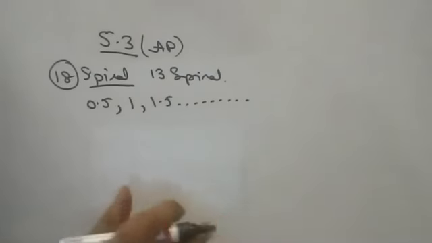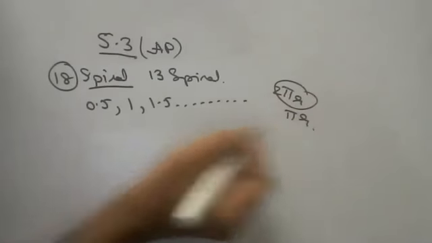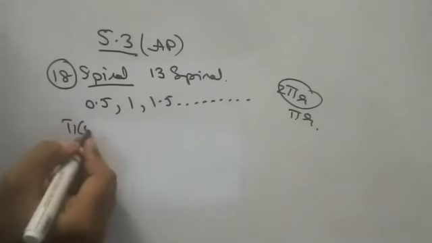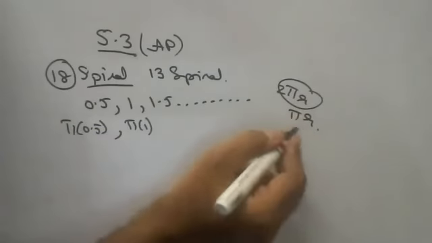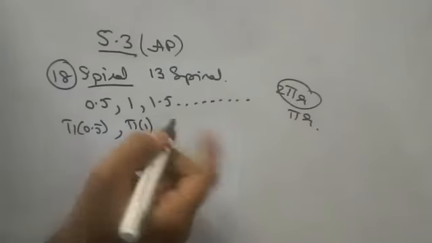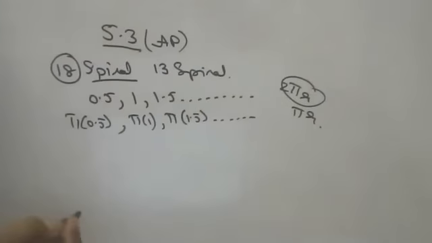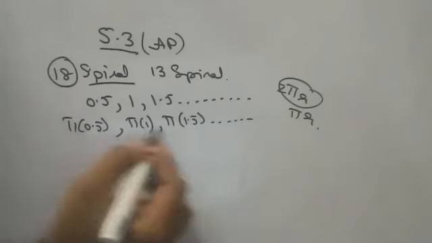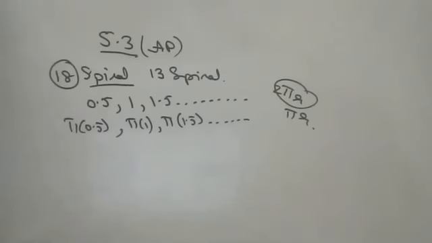He's saying semicircle. A full circle means 2 pi r, children. A semicircle means pi r. So this is pi into 0.5. This is pi into 1. Pi r only I am taking, children, because he asked us for semicircles. Pi into 1.5 and so on. Like that 13 are there. What is the total length of 13 semicircles? Please, children, you have to understand.